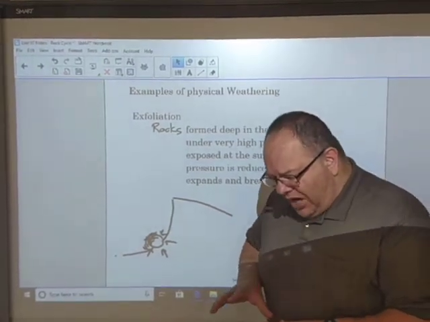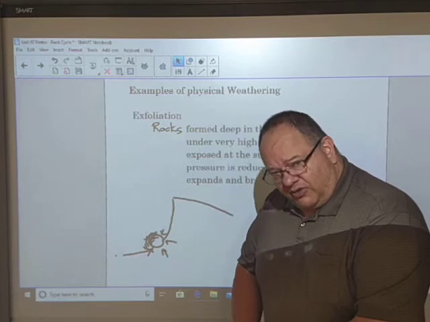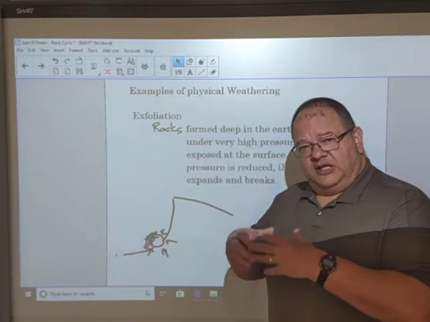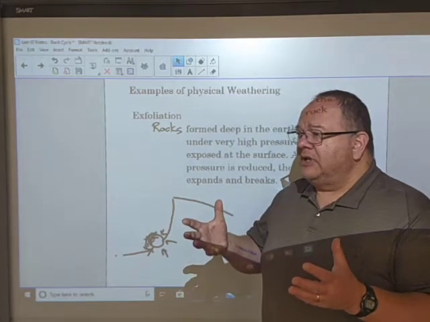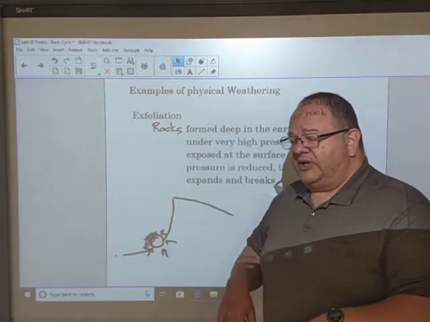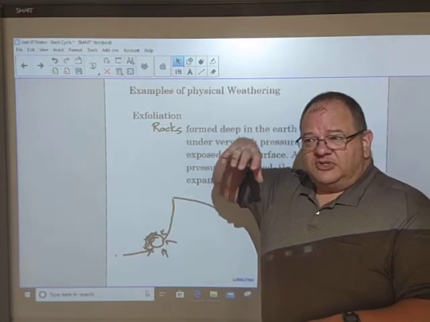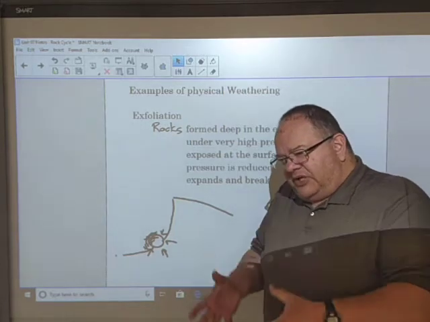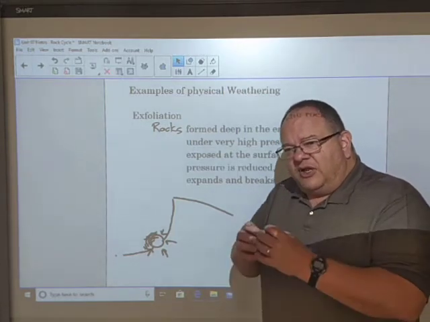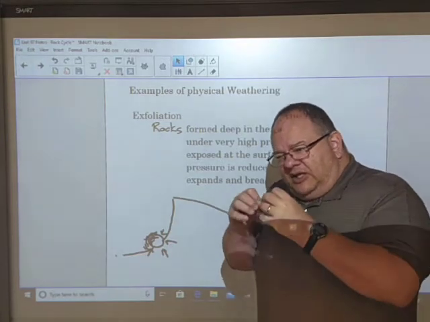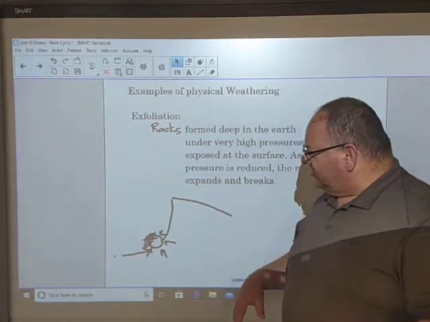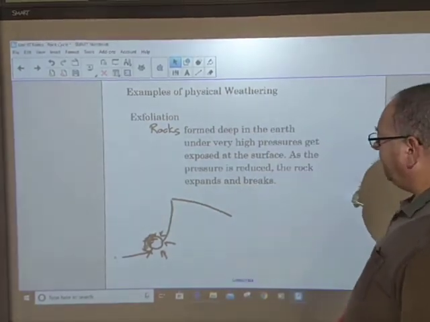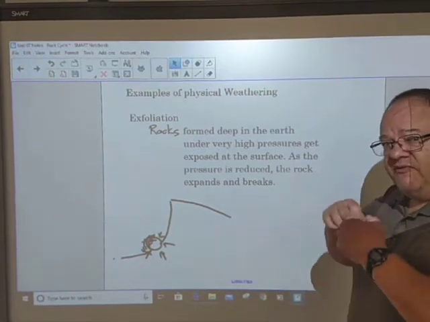So I want you to imagine a rock that formed down in the earth under high pressure. And over geologic time frames, that rock gets exposed at the surface. So now it's not under the same pressure that it used to be. And, plus now the sun comes out, heats up the rock, and the surface of the rock's trying to expand. And what happens is, because it's not being squeezed under that pressure in the earth anymore, it expands and it breaks up along the surface. Pieces of the surface of the rock break and fall off. That's called exfoliation. The surface flakes away.